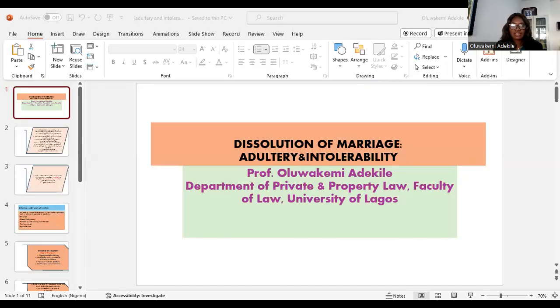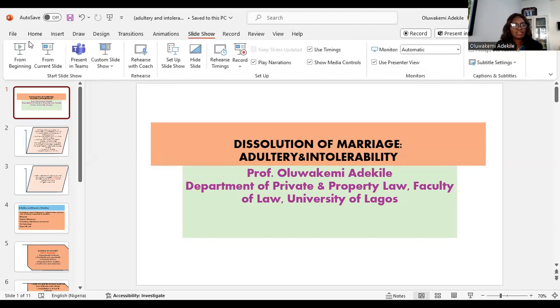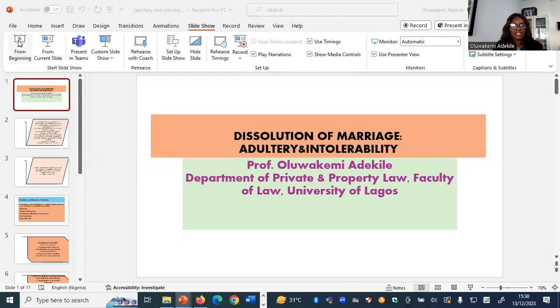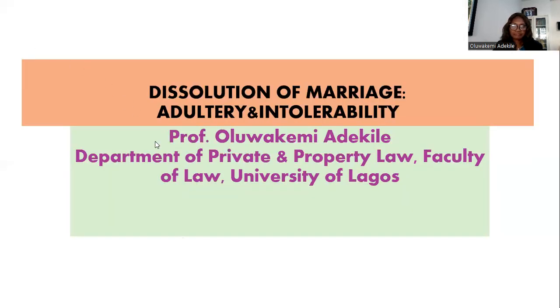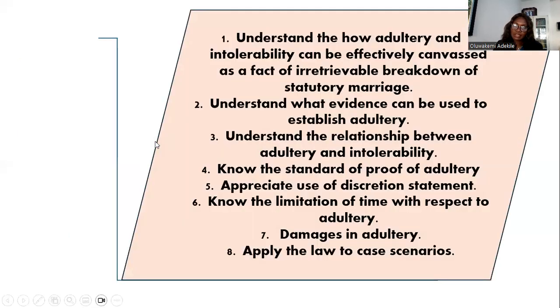And in this respect, I'll share my screen as usual, and we are looking at the aspect that is called adultery and intolerability. Adultery and the fact of intolerability. And in this respect, the learning outcomes for this presentation are the following.